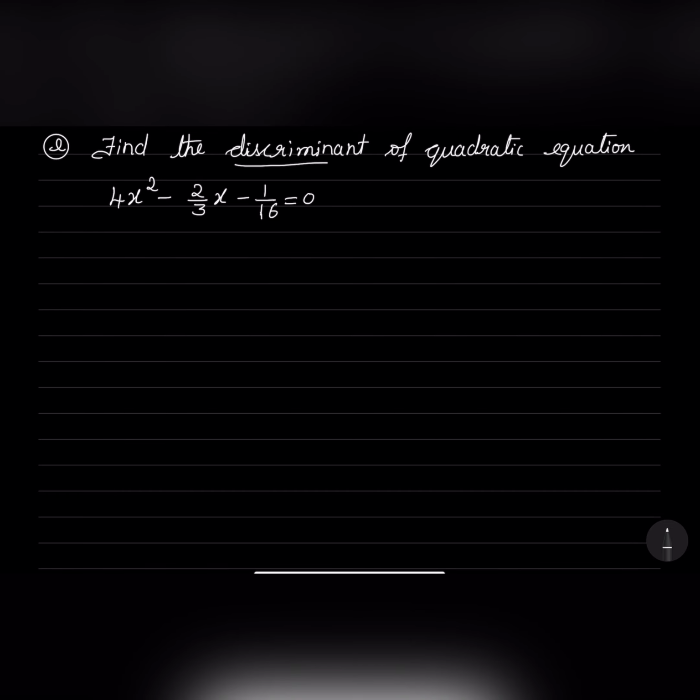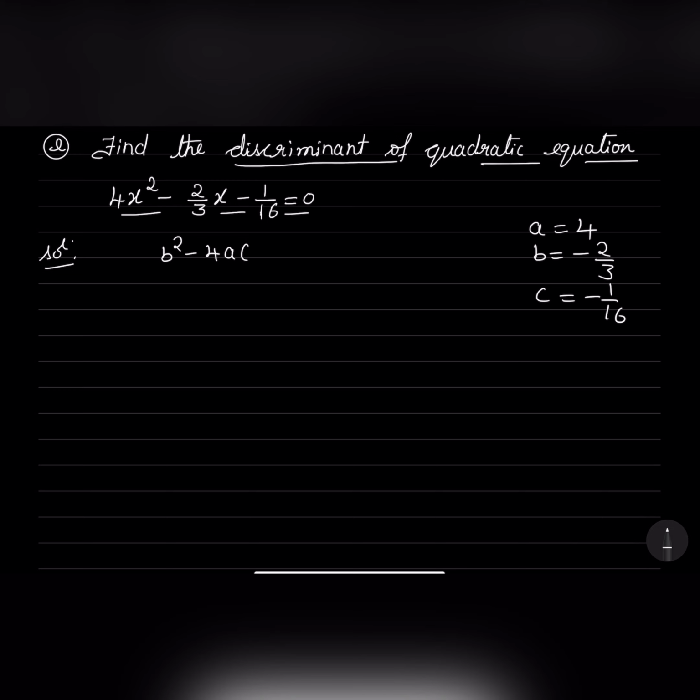Find the discriminant of the quadratic equation. So we have to find out the discriminant of the quadratic equation in which a is equal to 4, b is equal to minus 2 by 3 and c is equal to minus 1 by 16. And the formula for this will be b square minus 4ac. So what we can do here is substitute everything. Not 0, I'll take it as discriminant, d, that will be better. We need to find out the discriminant.